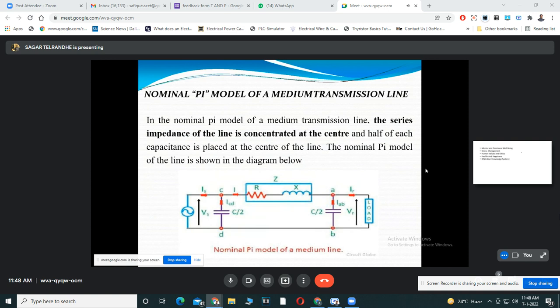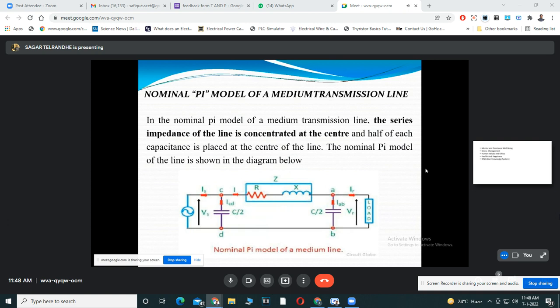Nominal pi model of a medium transmission line. Earlier we have discussed the nominal T network. Now let us see what the nominal pi model of a medium transmission line is. In the nominal pi model, the series impedance of the line is concentrated right at the center, and half of the capacitance is placed at each end of the line. The nominal pi model of the line is shown in the diagram below.